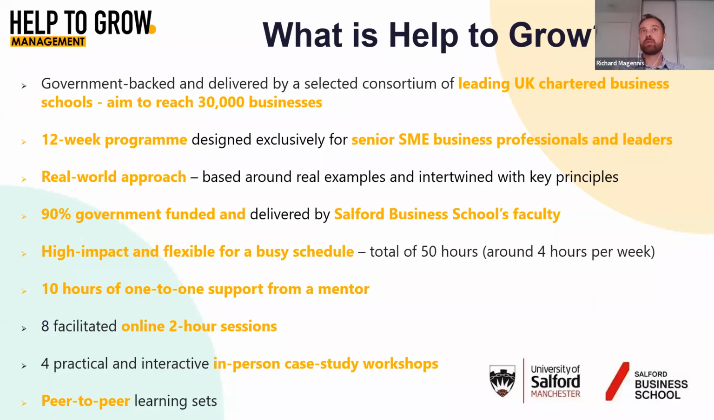So just to quickly mention a little bit about Help to Grow and what it is. Basically it's a consortium of leading business schools, and it's a government-led initiative which aims to support 30,000 SMEs in the next 3 years. It's been designed exclusively for senior business professionals and leaders. Basically, they've seen that these senior professionals are able to have a stronger influence throughout their company, and so it's been aimed at this sector of an SME.